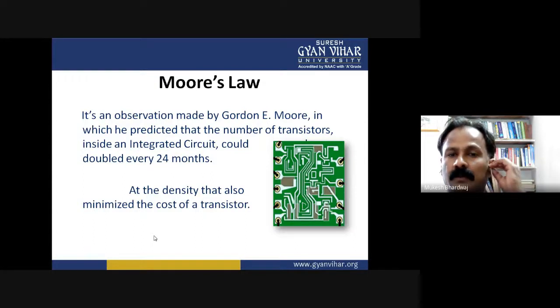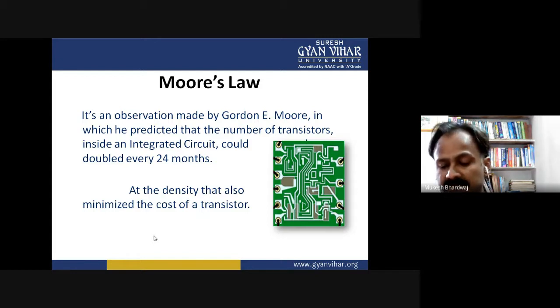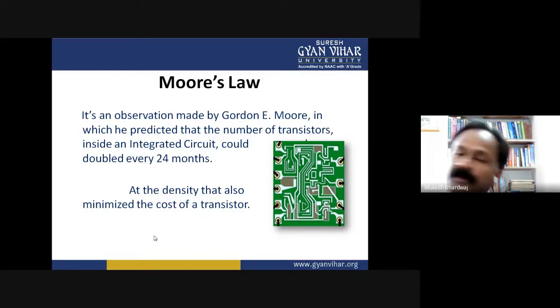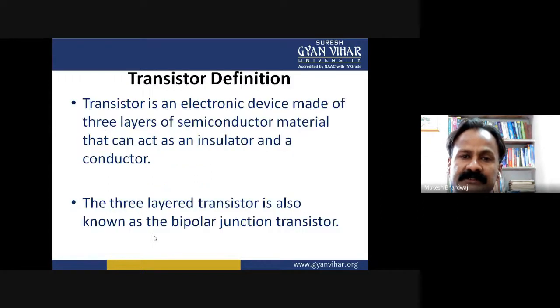Now Moore's law. It is an observation made by Gordon E. Moore, in which he predicted that the number of transistors inside an integrated circuit could be doubled every two years, at a density that also minimized the cost of the transistor. Moore had already declared that miniaturization will go on as time moves on, and the time comes when miniaturization is at the nano level, and the calculations and capacity will be doubled or tripled and be faster, and the cost will also be reduced. So this is given by Moore's law.